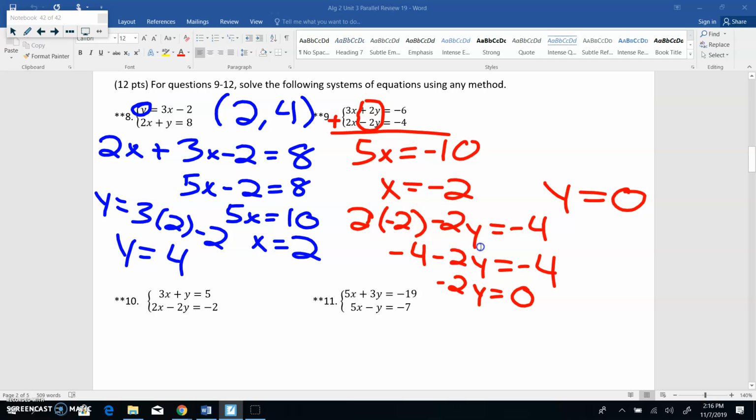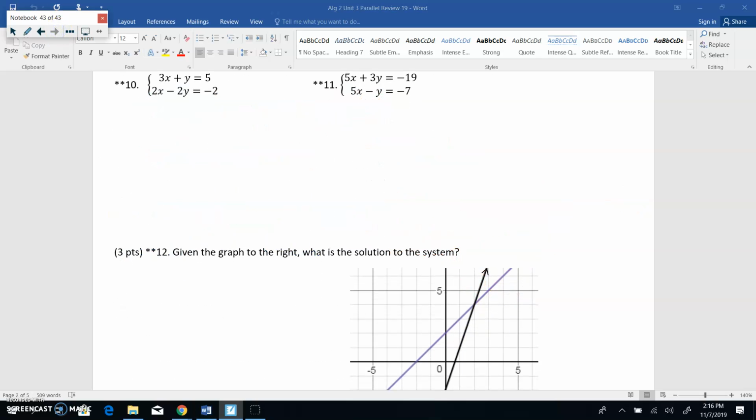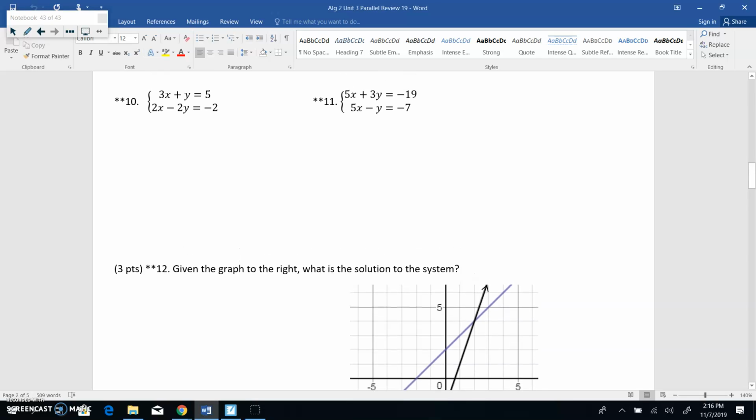Nice and easily set up for you. All right, number 10. Okay, I'm going to focus more on elimination in this video. Okay, for those of you that like substitution for number 10, if you wanted to substitute, you would need to set up y is equal to 5 minus 3x. Okay, all it is you moved your x variable to the right side of the equal sign.